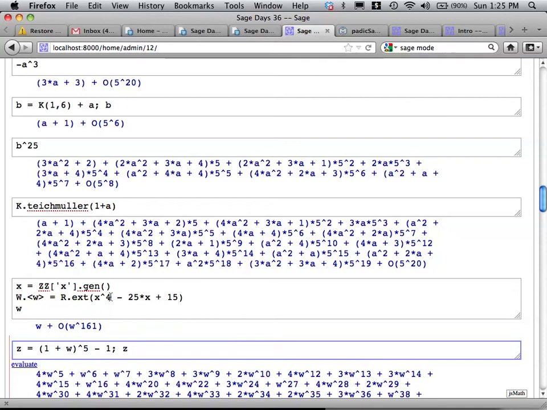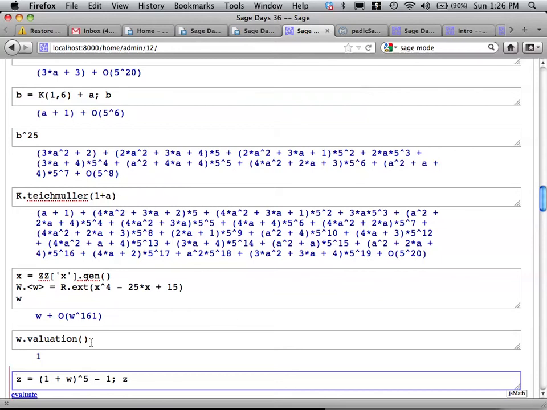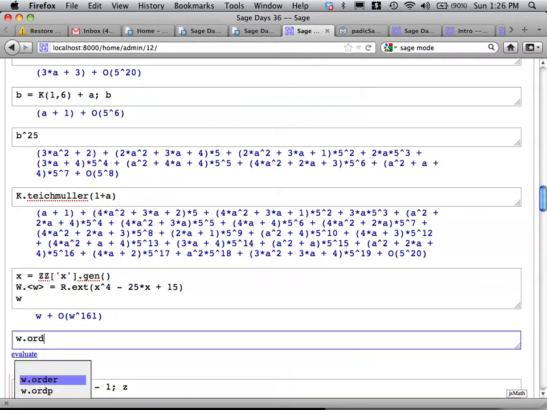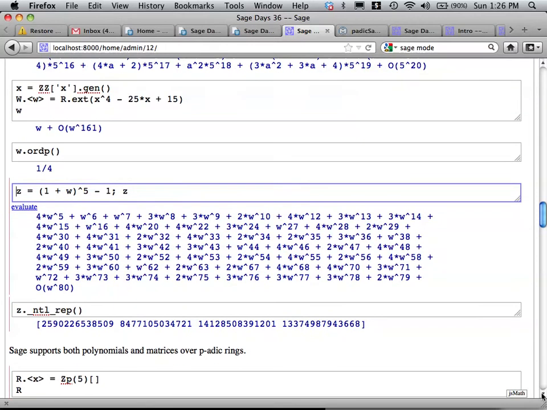So notice that here we have a degree 4 extension of R. R had precision 40. And so this is an extension where the precision cap is 160, because the ramification degree was 4. And valuations are in terms of the uniformizer. Though there is, I think, an ord p function, which gives you the other one if you want. Correct. Of Zp, or Qp.